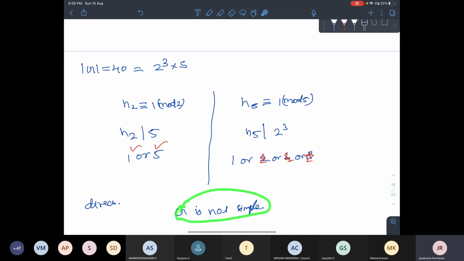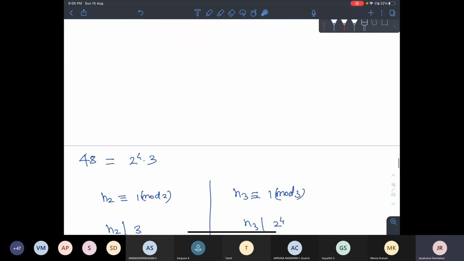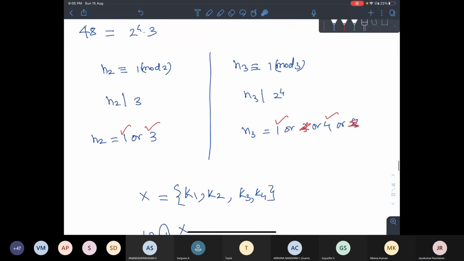I tried to say G is not simple. You see, Sylow's theorem does not make much distinction between non-abelian and abelian groups. Just by seeing the number, it works out. That's the power of Sylow's theorem. Okay, so it is quite direct. Order 40 is okay. Now let's go for order 48.